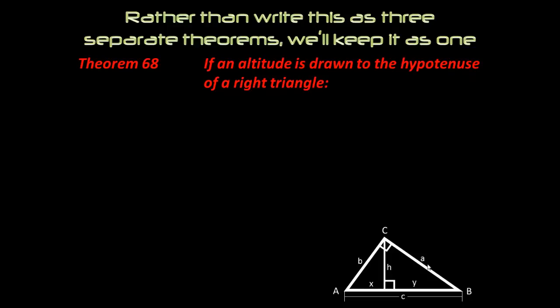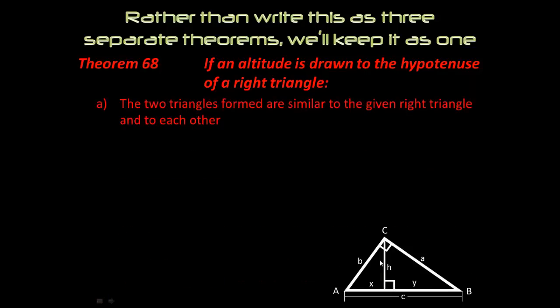If an altitude is drawn to the hypotenuse of a right triangle, so remember the altitude goes to the hypotenuse, and the hypotenuse is the side that's opposite the right angle. So when we take that line from the right angle to the hypotenuse, which creates another right angle, we can say the two triangles formed are similar to the given right triangle and to each other. So all three of these triangles are similar. This one, and the big one.